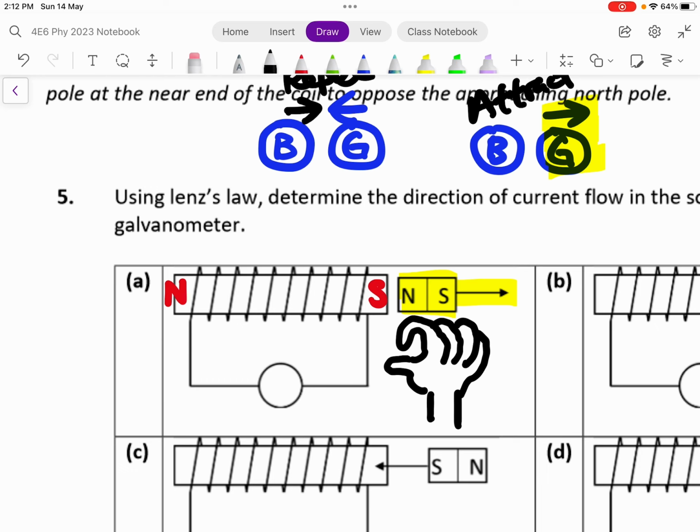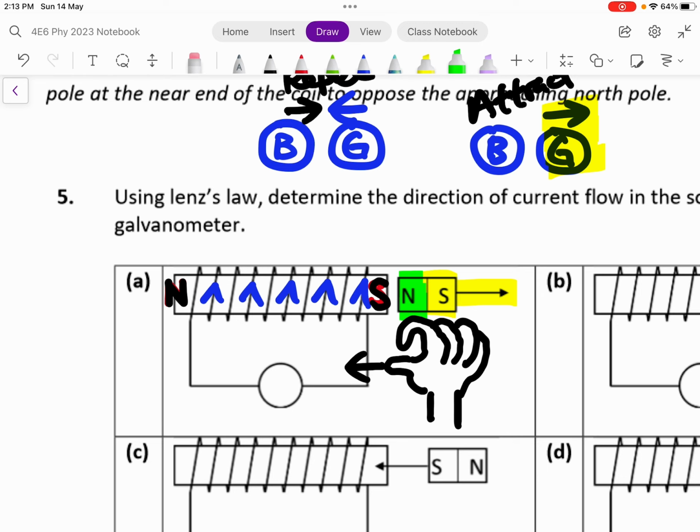This is the only way your thumb can point to here, right? So this will create the North Pole here. This means that the current has to flow this way, right? If the induced current flows this way, then you would be able to create this induced South Pole to actually attract the North Pole that is actually moving away.